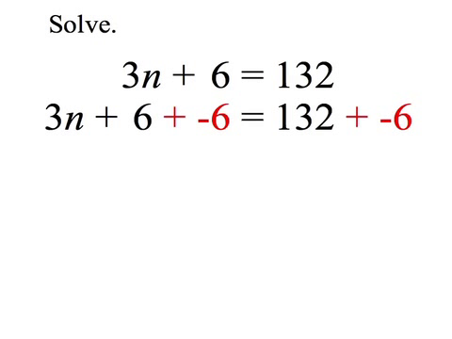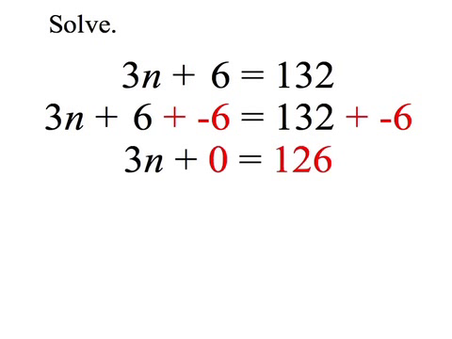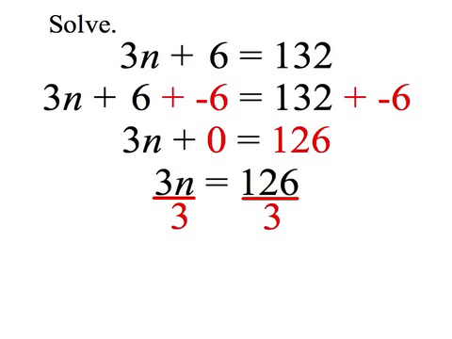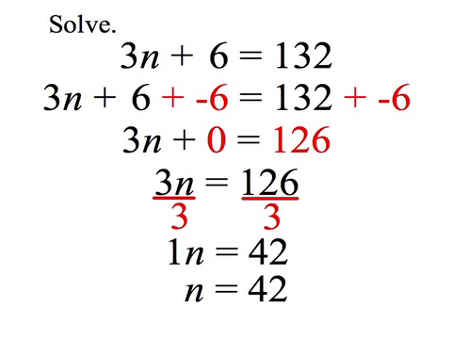Well, to solve this one, we would add -6 to both sides, just like removing 6 things from a balance scale on each of the 2 sides of the scale. Well, we have a pair of opposites. They make 0. And 132 plus -6 can be simplified to 126. And of course, the identity property tells us that 3n plus 0 is 3n. And then we have one last step. We're going to divide both sides by 3. And since 3 over 3 is 1, we get 1n equals 42, which of course we know means that n is 42.